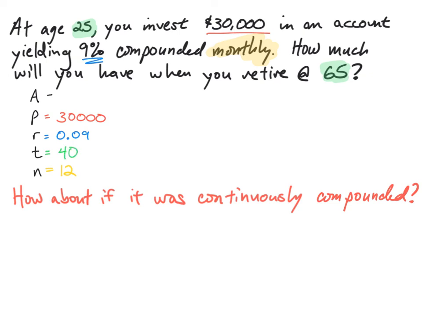What we're trying to figure out here is our accumulated amount. How much will you have at the end of this 40-year period? So what you can do from there is write down the formula: A equals P times (1 plus R over N) to the NT power. You can substitute all of the values in like this.